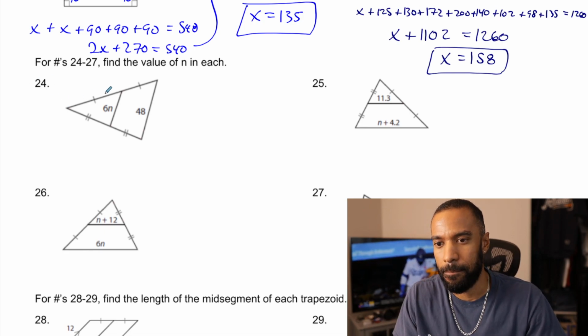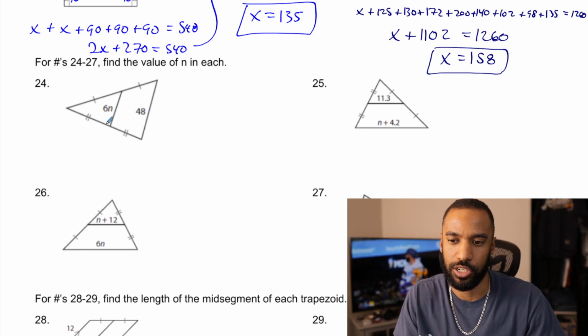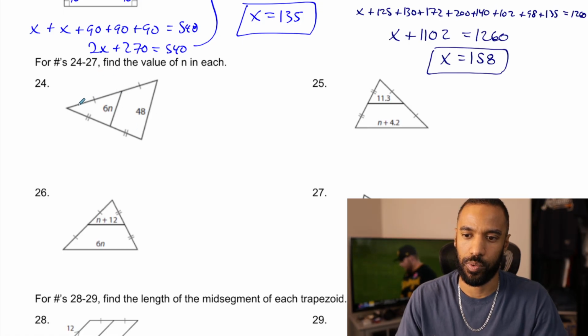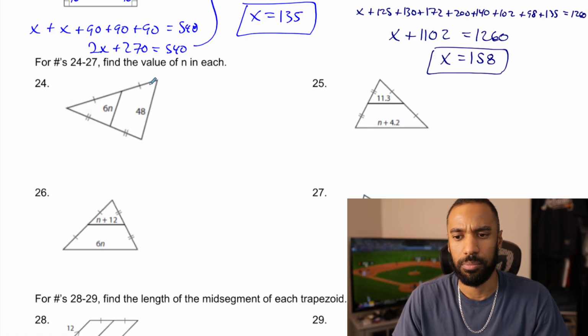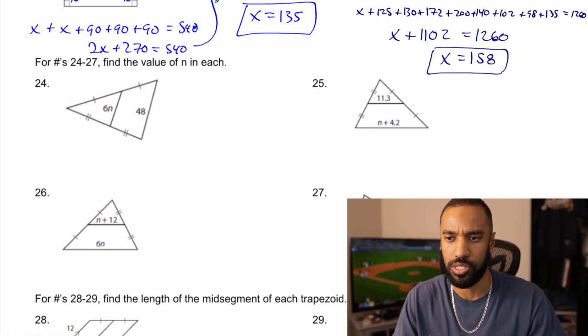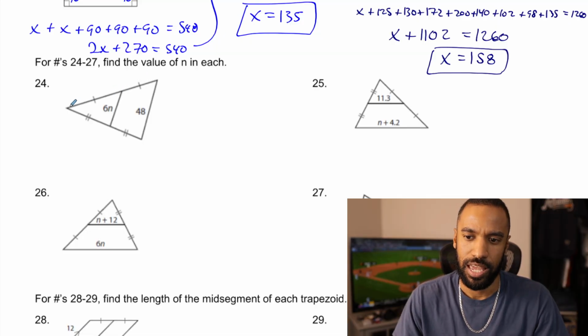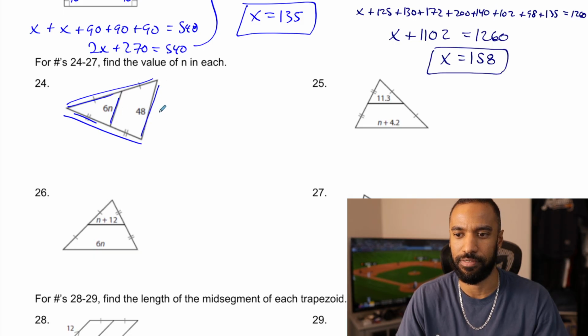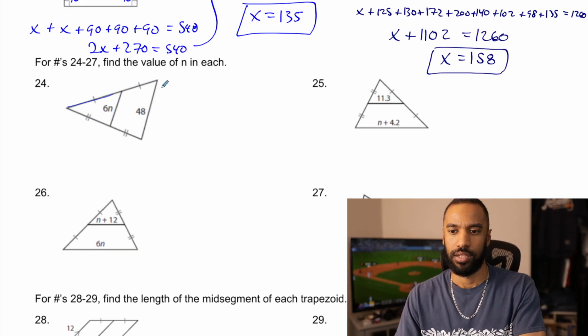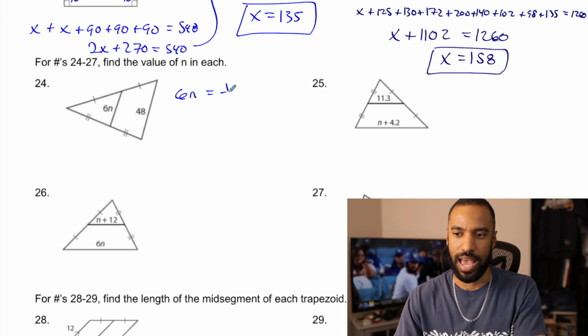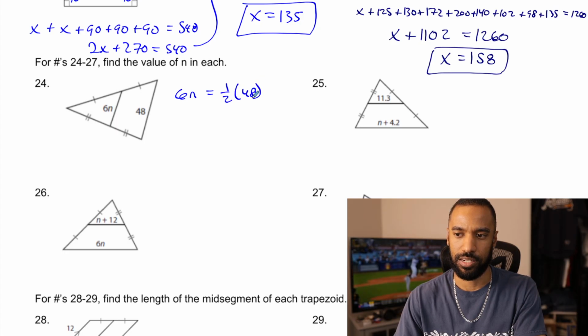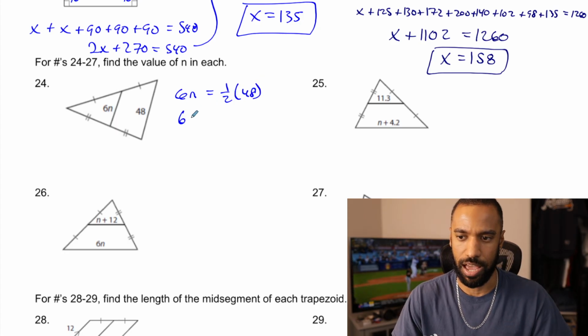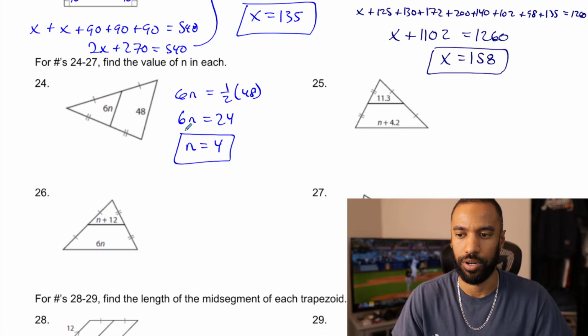So we have these mid-segments right here, and in a triangle, such as these ones here, you have what are called similar triangles, and I'm not going to get too deep into the idea, but the idea is, if this is half of this length and this is half of this length, then this is half of this length right here. 6n is half of 48. I can take half of 48 and I get 24. 6n is 24, so n equals 4.